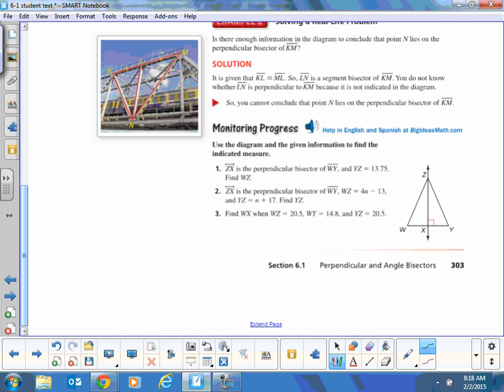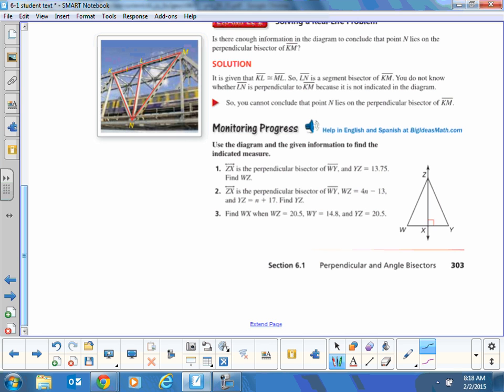These are problems I could give you on the Friday quiz. We won't have Thursday this week, but this section's a little short anyway, so it'll work. But we'll still have our Friday quiz, and it could come out of this monitoring progress. ZX is on the perpendicular bisector of WY. ZX is on the perpendicular bisector of this line segment, WY.